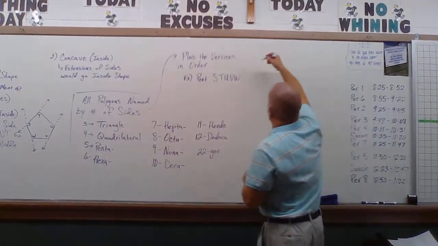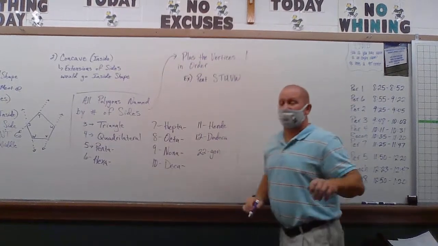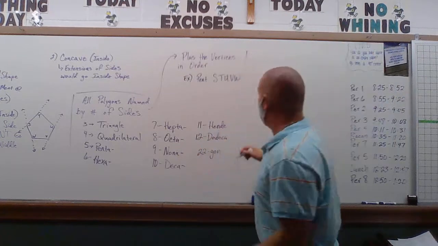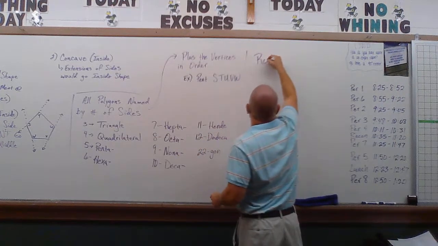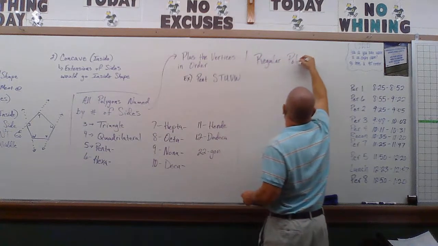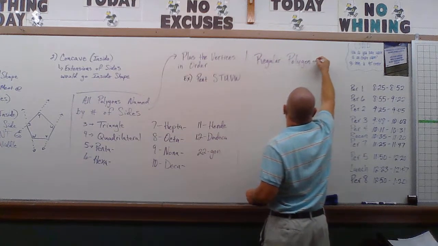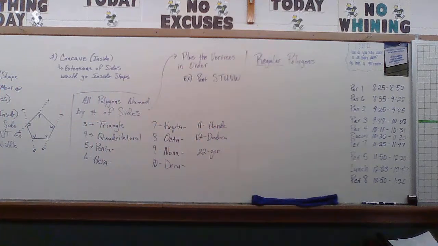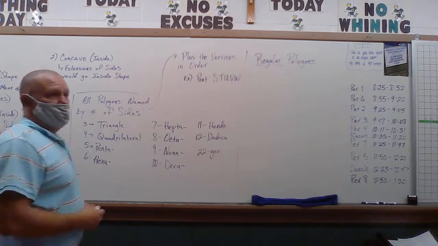So the next thing that we talk about, this is really important, but it's not going to be really important until way at the end of the year. So I don't know if you'll remember it. But the next thing that we talk about are regular polygons. Any idea what this word means right here? If something is regular, normal, what's normal? Any idea?